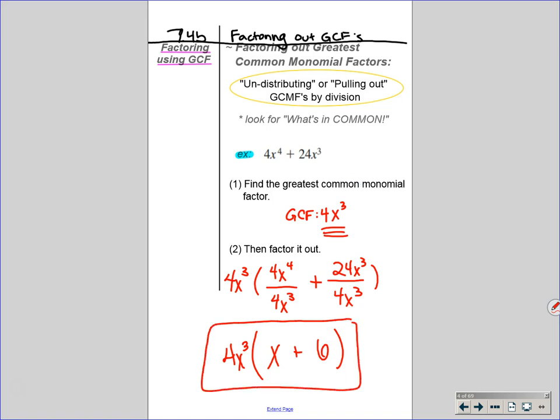Nice. That's right. That's true. That division is just asking what's left.